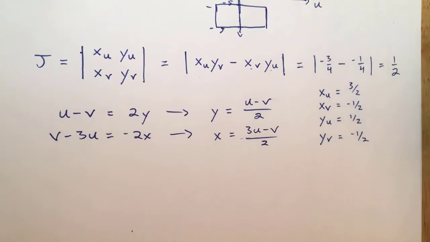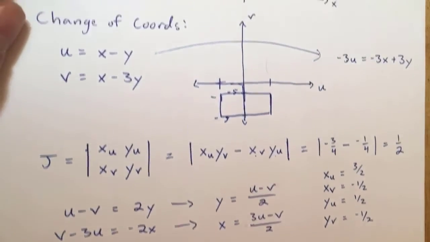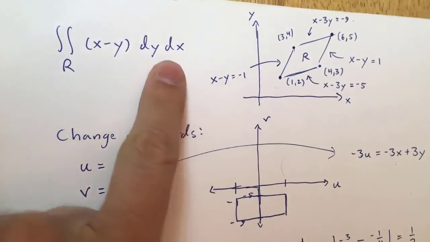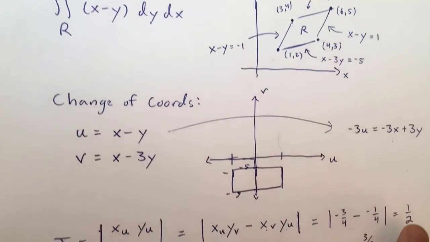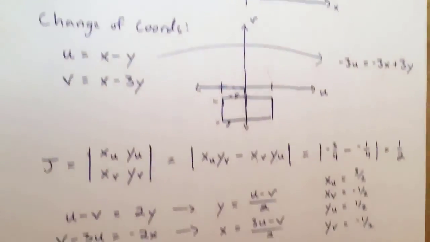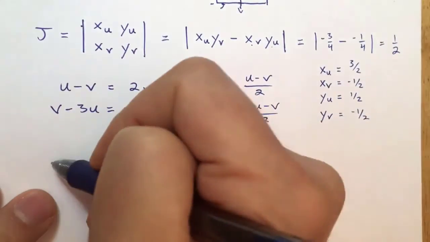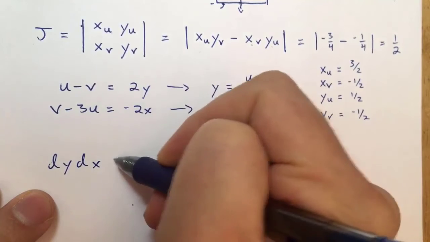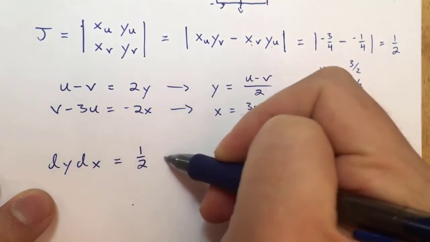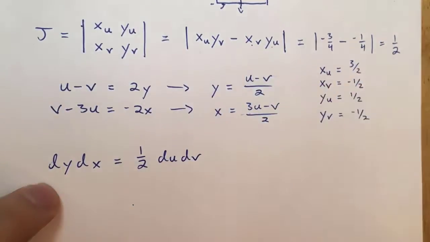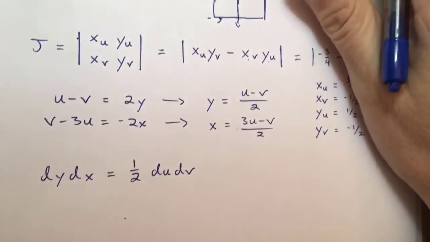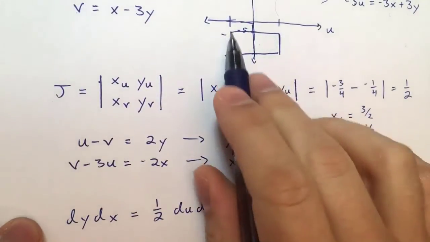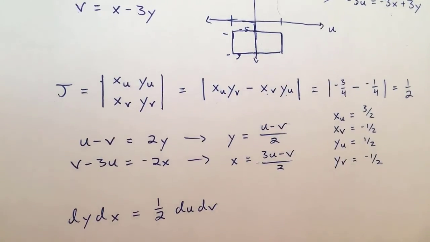Okay, so if I'm converting from dy dx to du dv, I need to multiply by 1/2. All right, that's what we're saying here. dy dx is equal to 1/2 du dv. Or you could say dv du, it doesn't matter. Whichever order of integration makes sense here in this picture, although either one is just as easy because it's a rectangle, right?